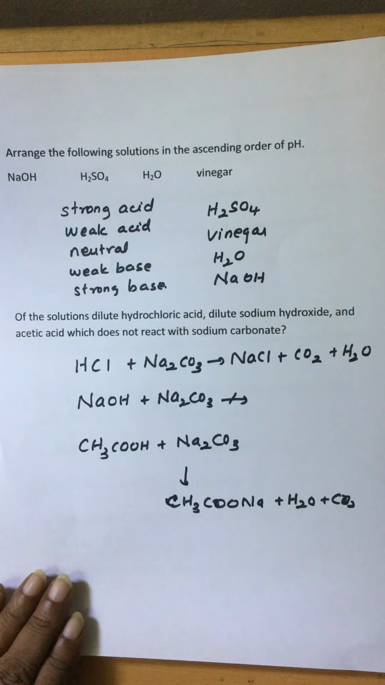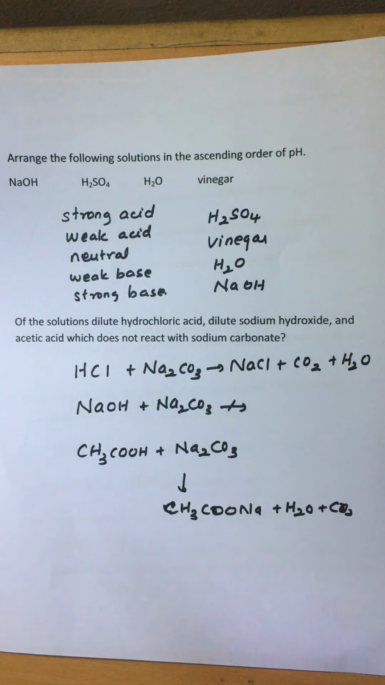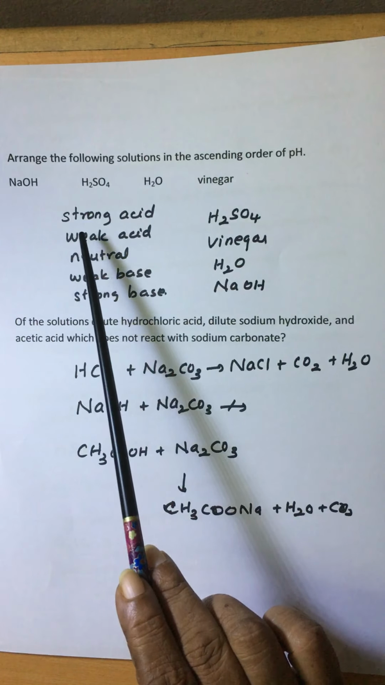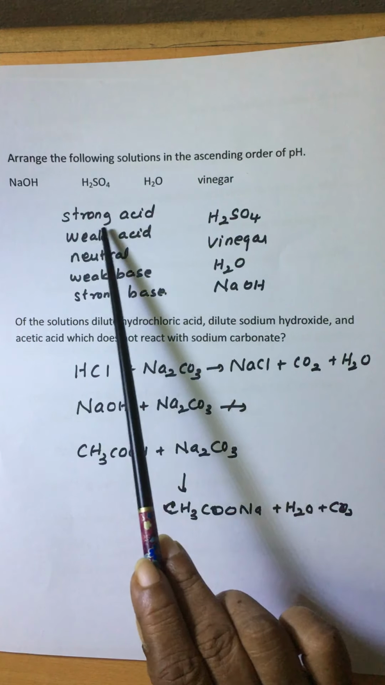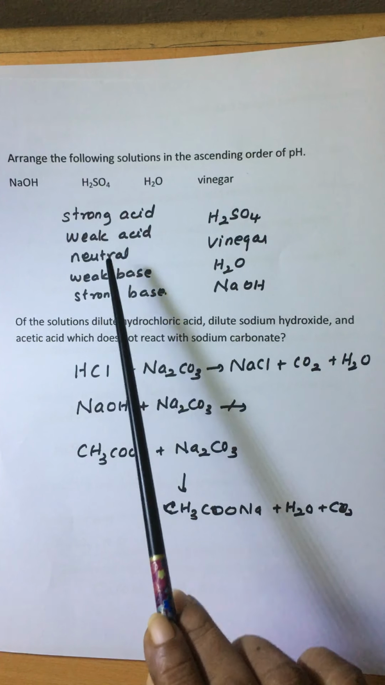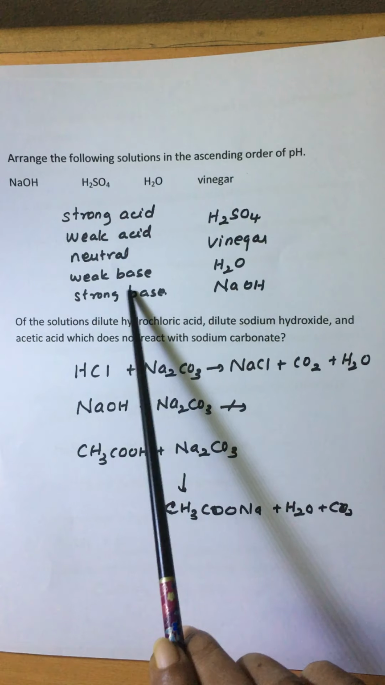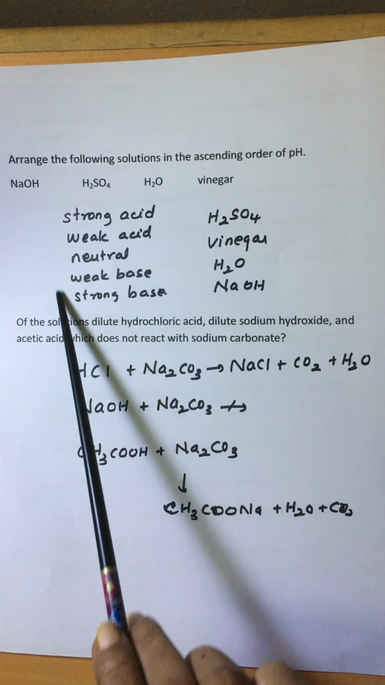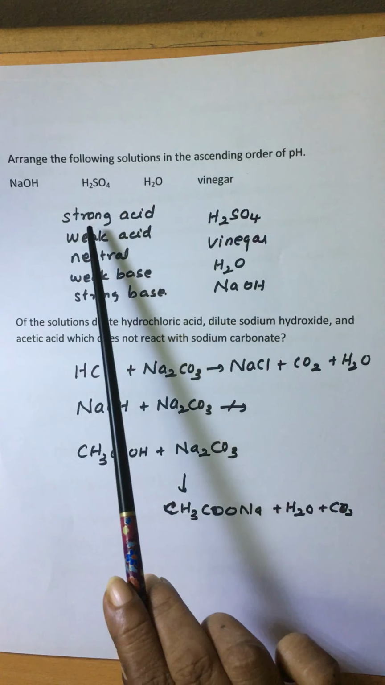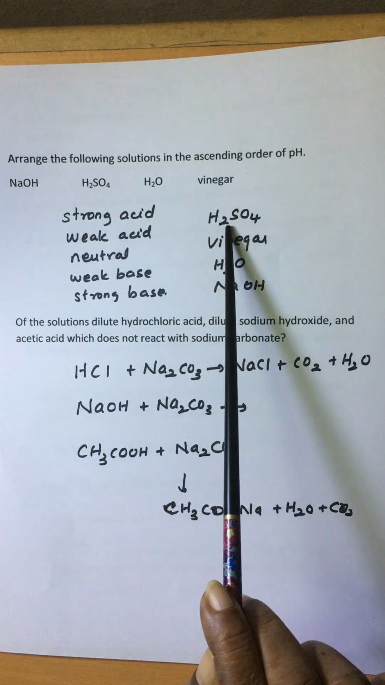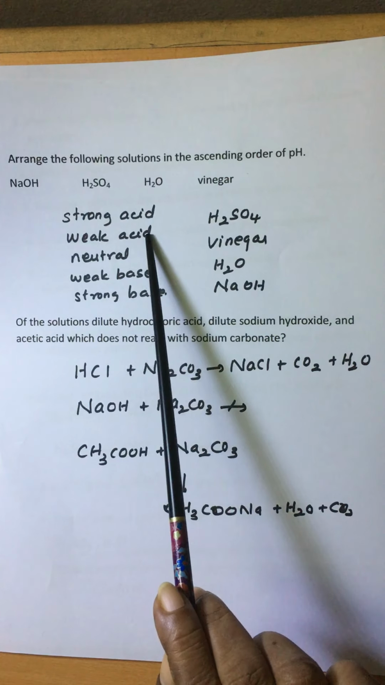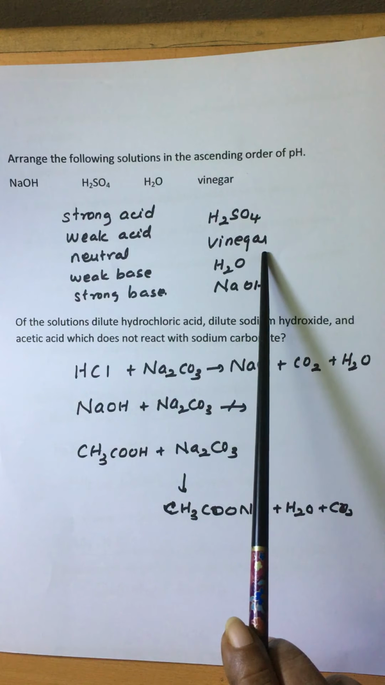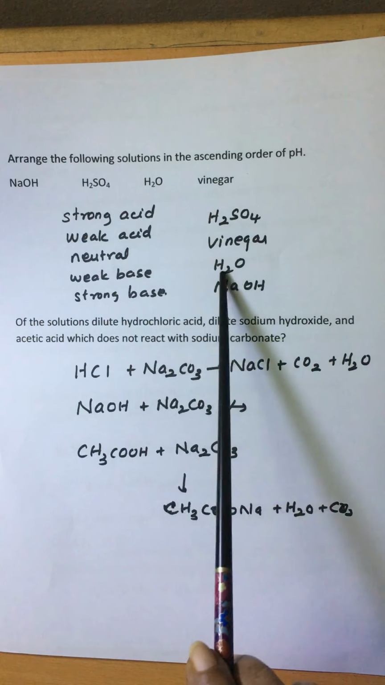arrange the following solutions in ascending order of pH. You know the pH scale is ordered from 0 to 14, and the pH value is very low in strong acids, 1, 2, 3. Then weak acid, neutral 7, then weak base, strong base, up to 14. From 0 to 14, this is the ascending order. Here the strong acid given is sulfuric acid, so it comes first. The weak acid, vinegar, is given here, and the neutral, water.